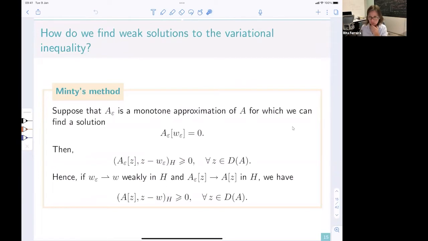I have a question. What was the reason for going from strong to weak? It was the fact that W star, the strong solution, might not exist, right? Yes, they may not exist, or they may be hard to prove.